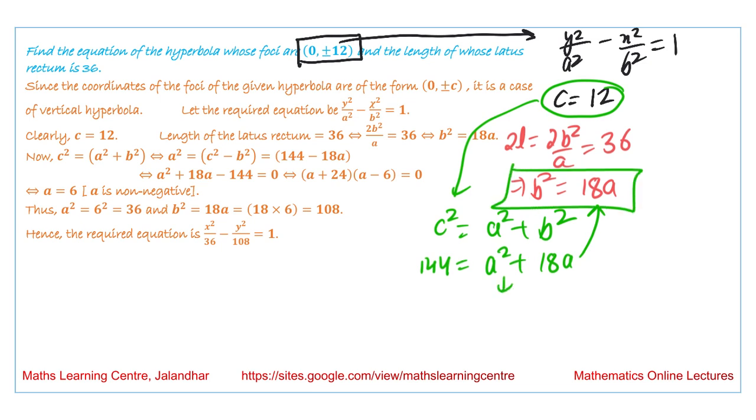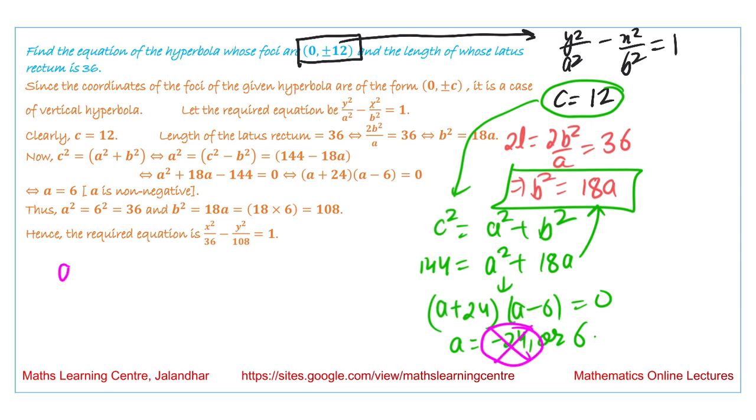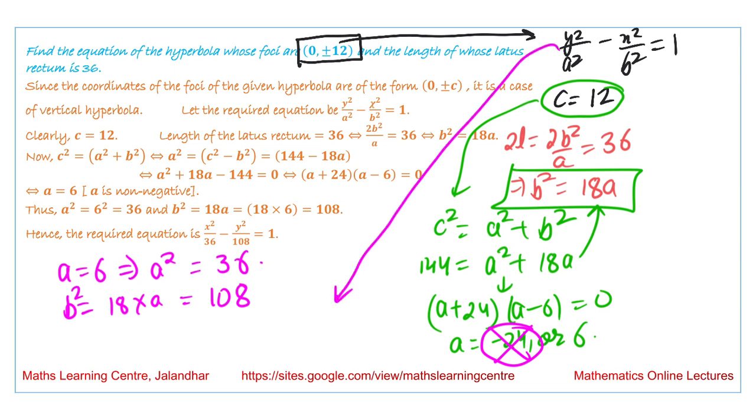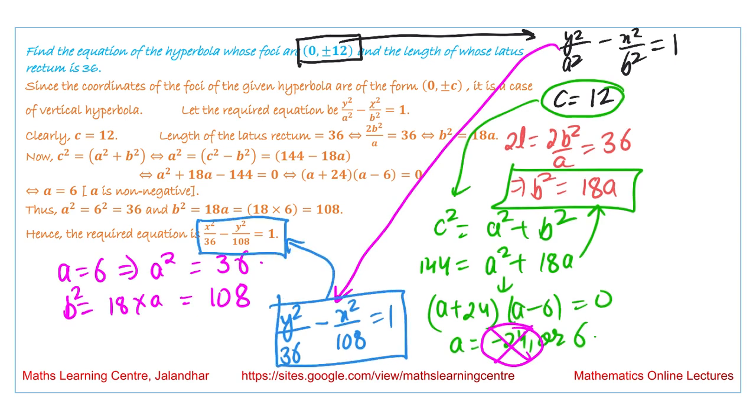So solving this we obtain the quadratic equation a square plus 18a minus 144 equal to 0. We split the middle term and we obtain (a plus 24)(a minus 6) equal to 0. So we are getting a equal to -24 or 6. We are not interested in the negative value of a, so the value of a is 6. This implies a square is equal to 36. The value of b square is 18 times a, which comes out to be 108. So the required equation we obtain is y square over a square minus x square over b square is equal to 1, with these values substituted. So this is the required equation of the hyperbola.